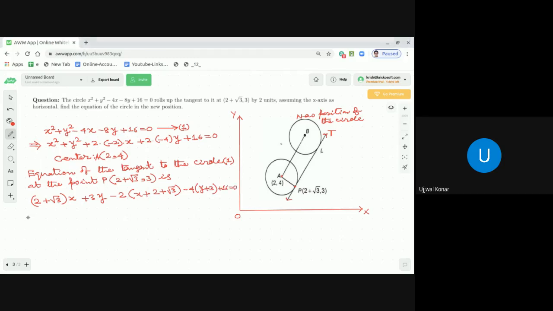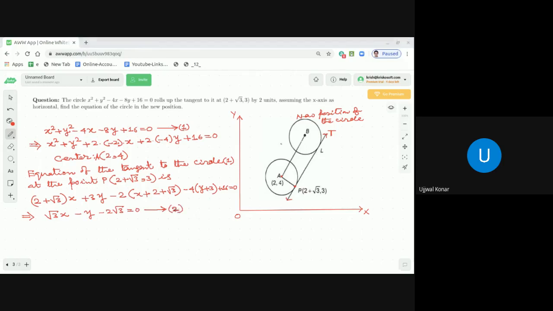Now if we simplify this, I'm not spending time on the simplification, dear students. If you simplify, you will get something like this: root 3 into x minus y minus 2 root 3 is equal to 0. That is the equation of the tangent. That is the equation of the line T, as you see.